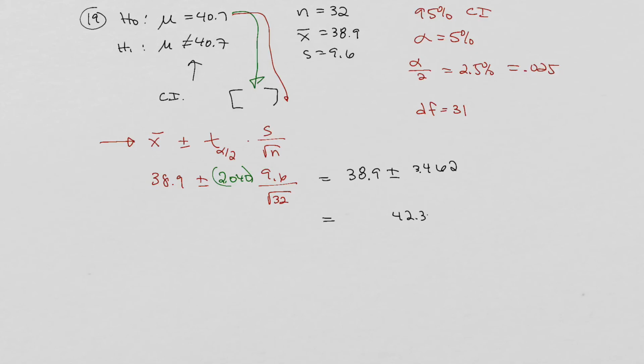So if we add those together, we get 42.362. That's my upper bound. And then if we subtract them from each other, we get 35.438. Okay, so now, let's see, what number was this one? 19. Let me go back and read through this. All right, so for this one, since the mean, 40.7, this number right here, falls inside my confidence interval, that means we do not reject H0.